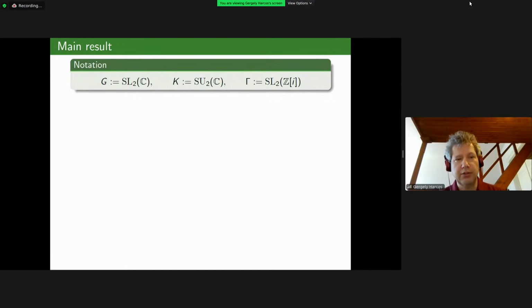Notation throughout the talk will be: G stands for the group of unimodular complex matrices SL2(C), K is a maximal compact subgroup of it, SU(2), so 2 by 2 unitary matrices, and Gamma will be the discrete arithmetic subgroup SL2(Z[i]), Z[i] being the ring of Gaussian integers.